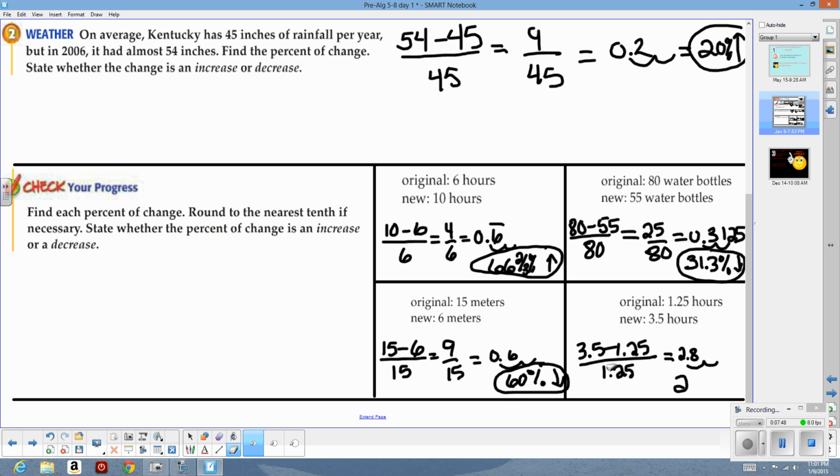Wait a minute, we're going to back up here. That doesn't make sense. I think I typed in the wrong amount. Hold on. 3 5/10 minus 1 25/100, that's going to be 2 25/100 divided by 1 25/100. Okay, I must have missed a step in there somewhere. And that's going to be 1.8, or 1 8/10, which means that's going to be 180%. 180% increase because it went up.